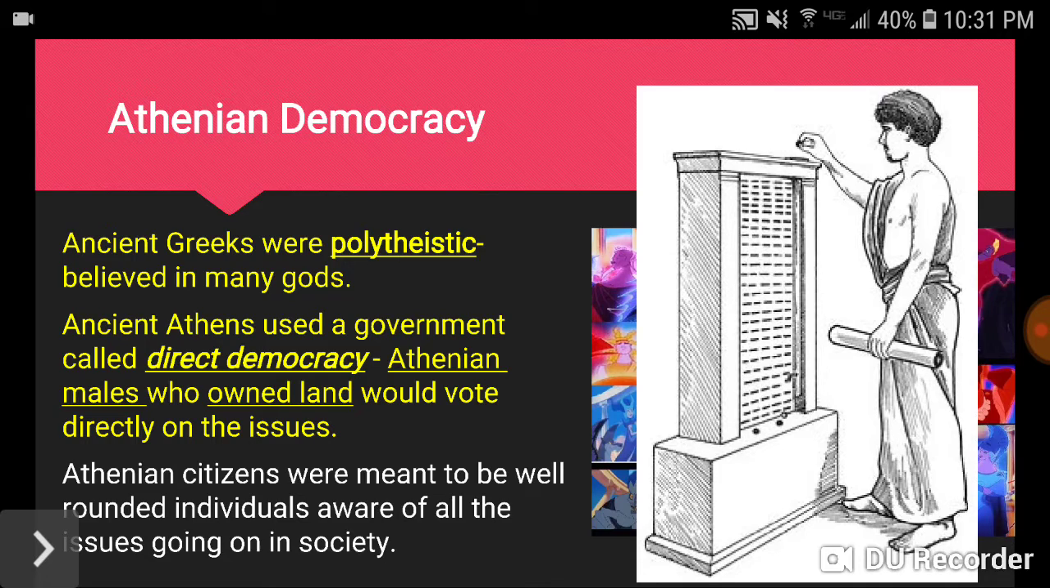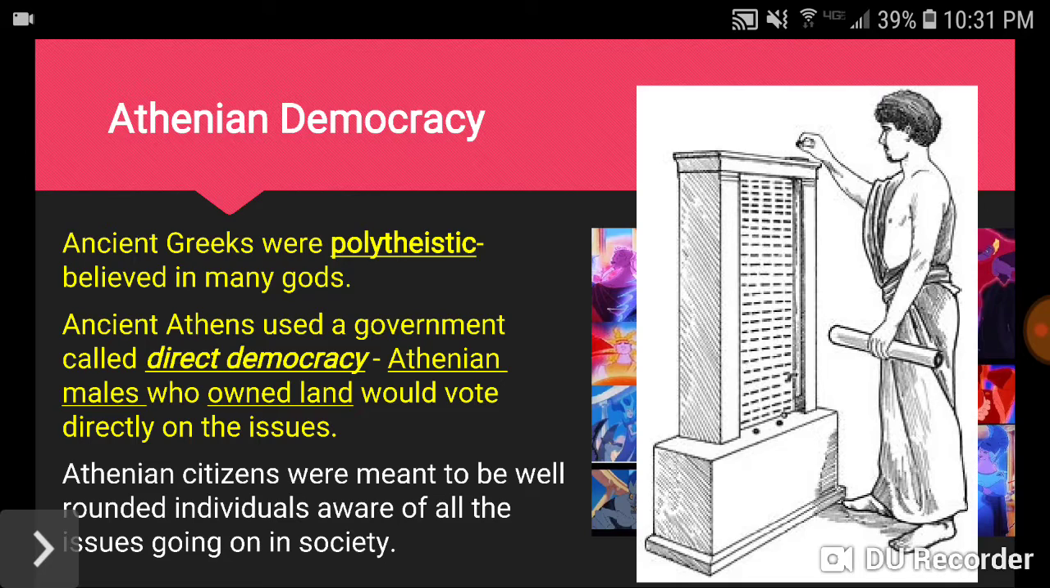So in ancient Athenian democracy, these males who own land had to be well-rounded on the different issues going on in society. And that really makes for a great society, because that means the individuals that are voting really know their stuff. I can almost guarantee that if I asked us in class who the 9 Supreme Court justices are, very few of us, if anyone, could tell me all 9 of their names. That's a government issue going on in our society today, and we're not 100% aware of what that issue is.